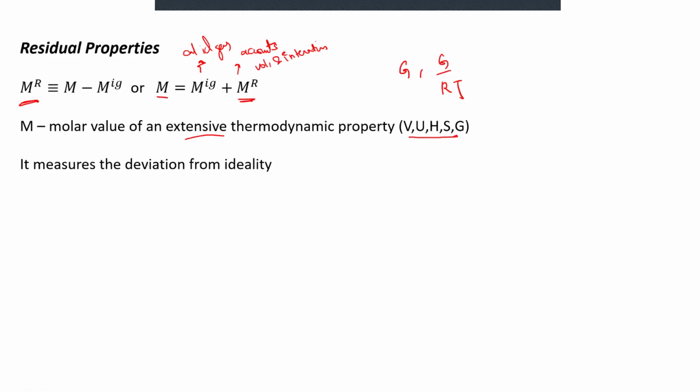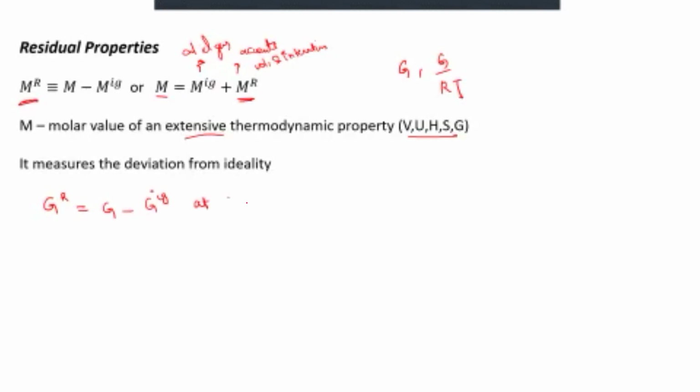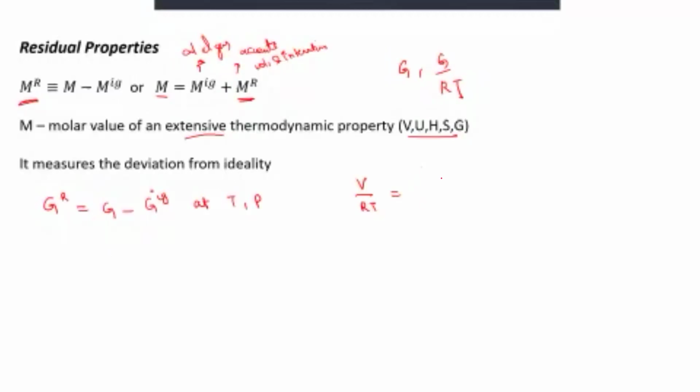I will be defining it for G here. So G^R is equal to G minus G^IG, for the ideal gas at the same T and P. And we know the relation from earlier, which is V by RT is equal to ∂(G/RT)/∂P at constant temperature.